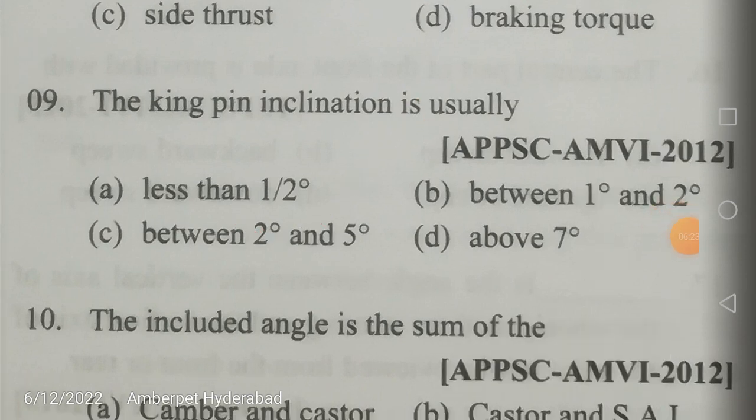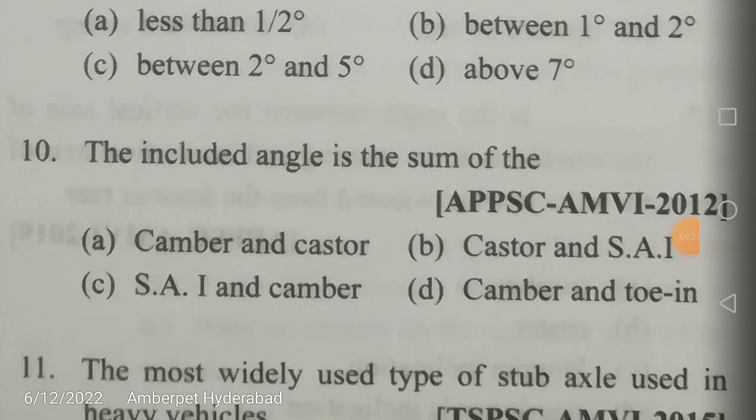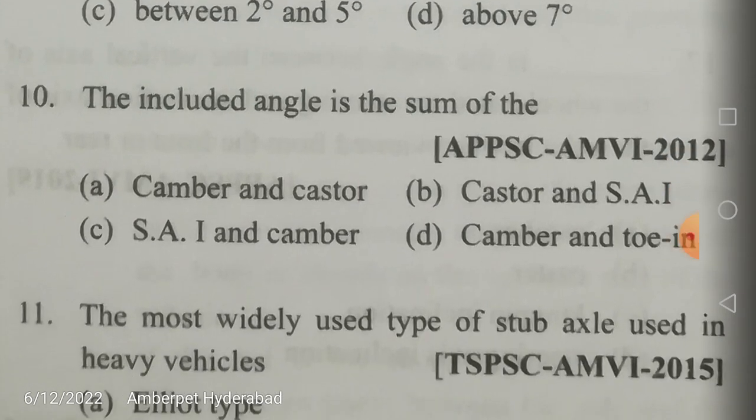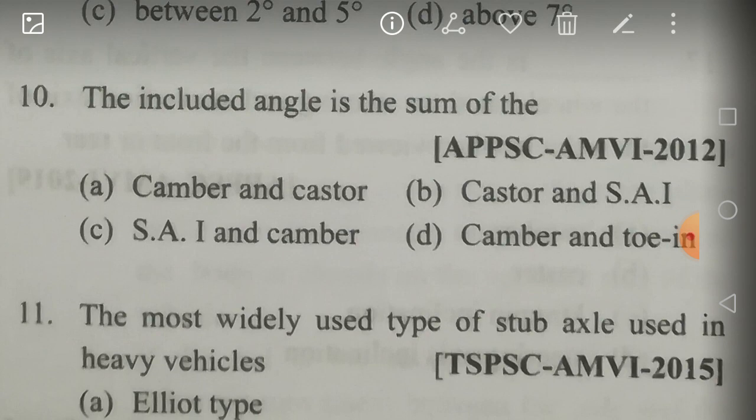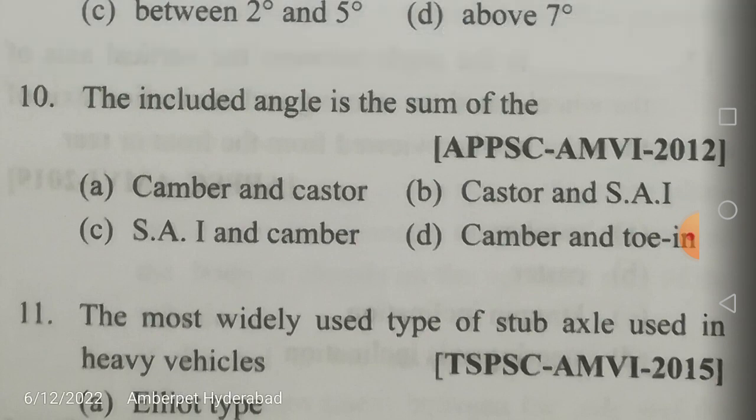2 to 5 degrees. The included angle: is it the sum of caster and camber, caster and SAI (steering axis inclination), SAI and camber, or camber and toe-in? Toe-in and camber cannot be combined because toe-in is a distance, while camber and caster are angles. Toe-out is also a distance between the front wheels or rear wheels. This is intentionally provided for some purpose. Let us see that afterwards.